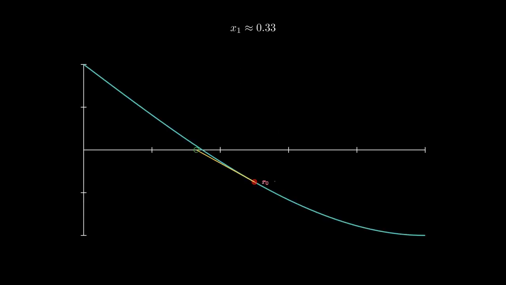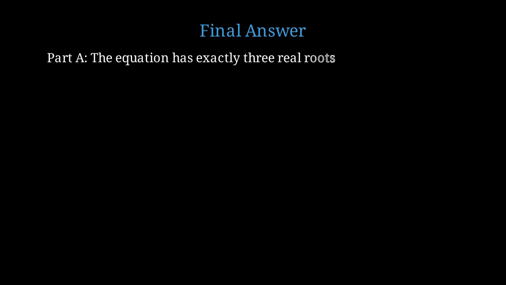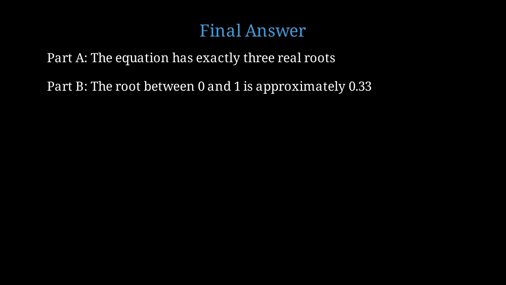This diagram shows the Newton-Raphson iteration. The tangent line at x0 = 0.5 intersects the x-axis at our approximation x1 = 0.33. Let's summarize our results. Part A: We proved the equation has exactly 3 real roots, using critical points and the intermediate value theorem. Part B: The root between 0 and 1 after one Newton-Raphson iteration starting at 0.5 is approximately 0.33.